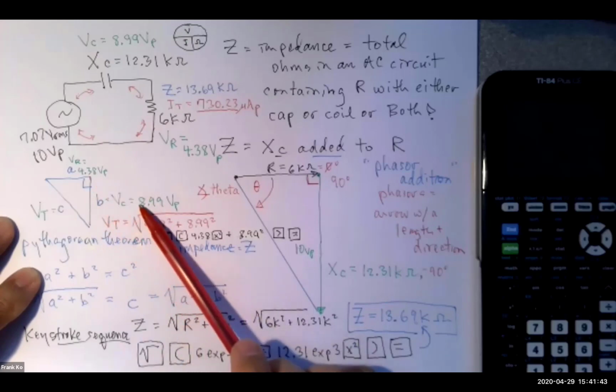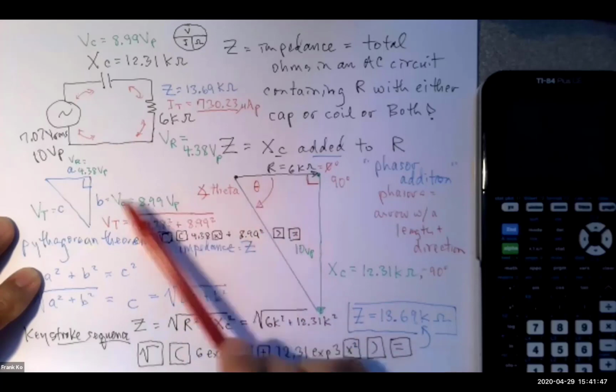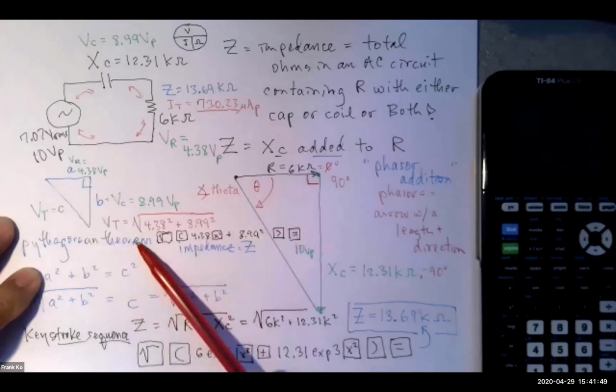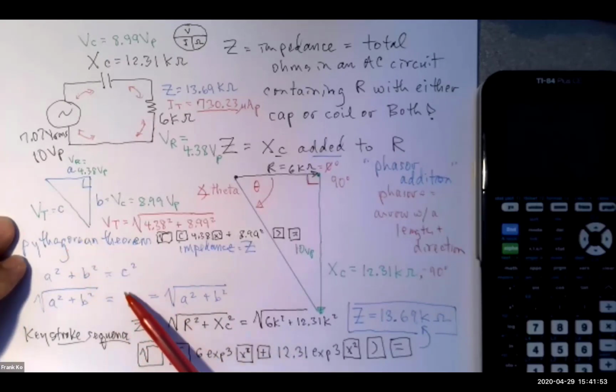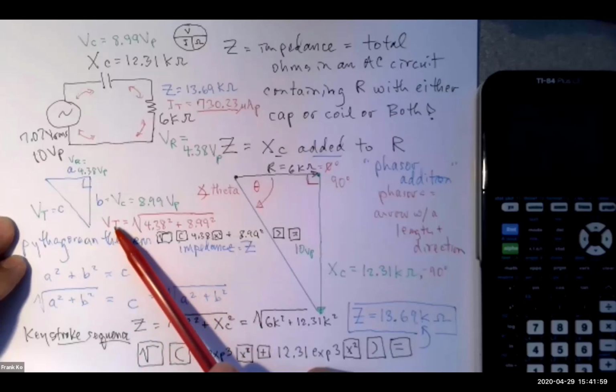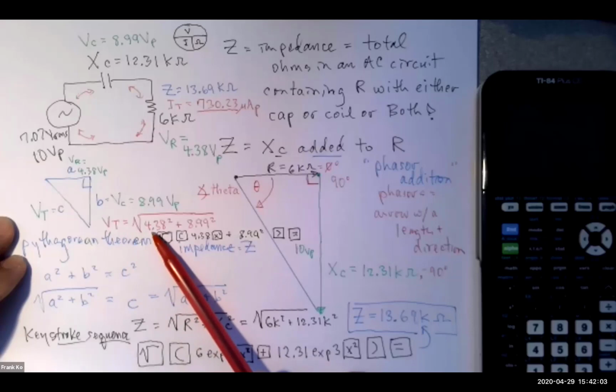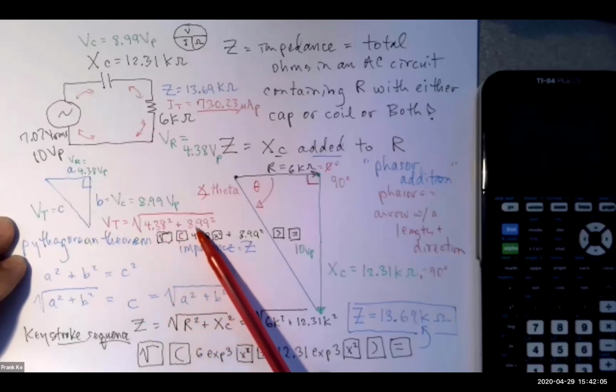Why can't we add them directly? Because they are not in phase. So we have to use our friend Pythagorean theorem. So to calculate this voltage, we're going to use Pythagorean theorem. The C is equal to the square root of A squared plus B squared. We're going to translate that for voltage. So V total is equal to the square root of 4.38 squared plus 8.99 squared.